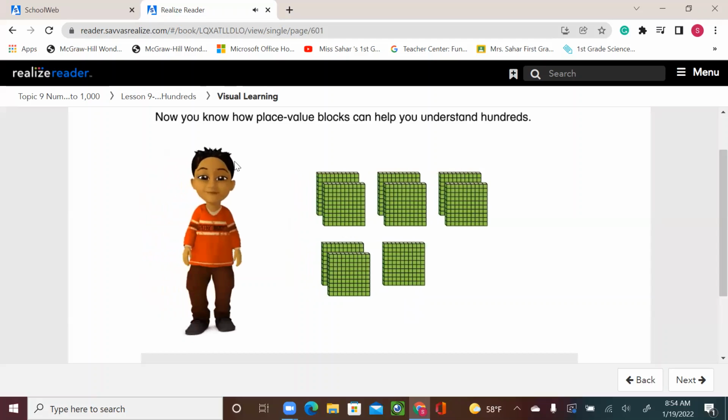Now you know how place value blocks can help you understand hundreds. All right, so let's just say what we learned today: that 10 ones make 10. So one rod of 10 is made out of 10 ones. And then 10 tens make 100. So if I take 100 of these flat blocks and I count them, I will see that there are 10 tens in each 100. And then if I count each 100, if I have 10 hundreds, I will make 1,000.